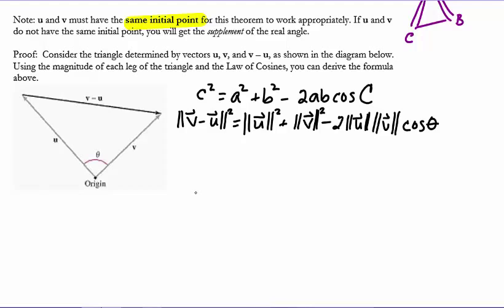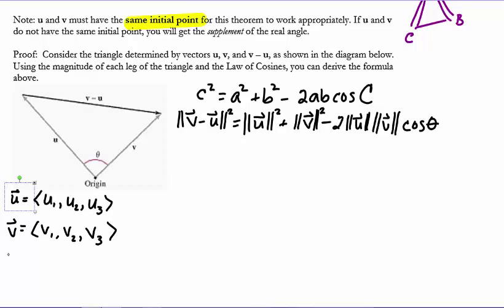What I'm going to do next is come over here and say, what if I called U, U1, U2, U3, and I call V, V1, V2, and V3. That means the vector V minus U would be V1 minus U1, V2 minus U2, V3 minus U3.